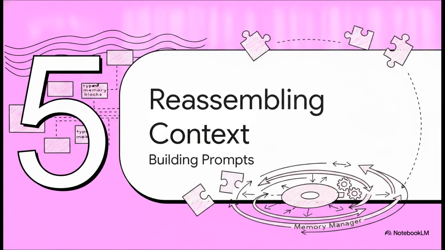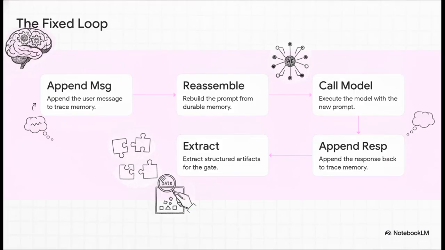And finally, Section 5, reassembling context every turn. Now that we have this typed memory set up, we use a memory manager to run a fixed loop sequence. This orchestrates exactly what enters the LLM's context window. Step 1, append the new user message. Step 2, reassemble the prompt entirely from scratch using your typed memory. Step 3, call the model. Step 4, append the response. And Step 5, extract artifacts for the promotion gate.